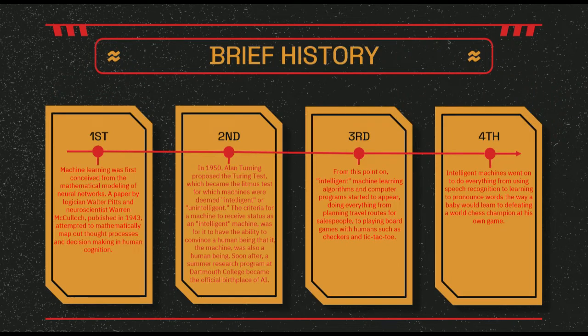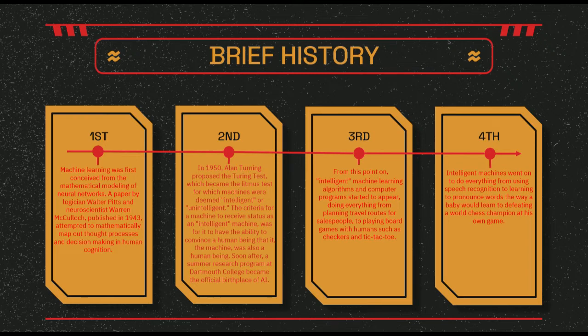So now let's move on to the brief history of machine learning. There are 4 stages or 4 historical events that determine the future of machine learning as of now. The first stage is that machine learning was first conceived from the mathematical modeling of neural networks, a paper by logician Walter Pitts and neuroscientist Warren McCulloch. Published in 1943, they attempted to mathematically map out thought processes and decision-making in human cognition.